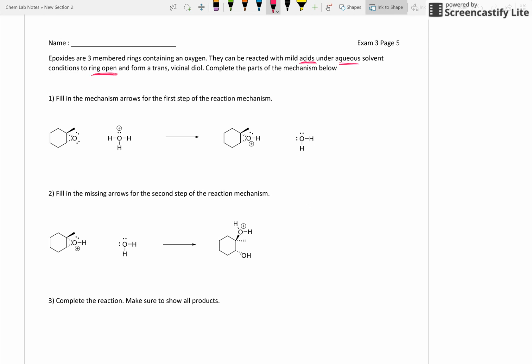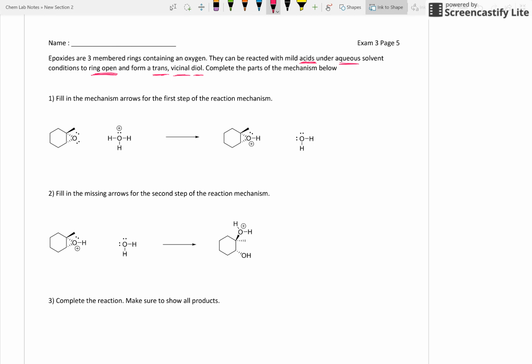That's a common thing we see with three-membered rings, that they pop open, and that's because of the ring strain. That's kind of a driving force for that. And they form a trans, so one wedge, one dash. Vicinal means they're next door neighbors, and a diol means two alcohols. So a wedge and a dash on neighboring carbons, two alcohols, gets formed. So a bunch of information up there.